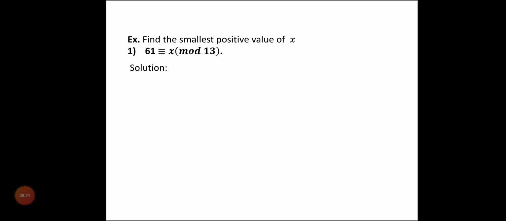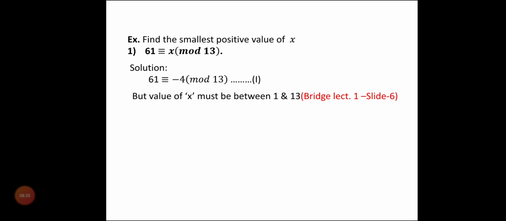But now let us see how I have solved it. The number nearer to 61 which is divisible by 13 is 65. Therefore I will consider 61 is congruent to minus 4 modulo 13. So 61 minus 4 becomes plus 4, that is 65, which is divisible by 13, and therefore 61 is congruent to minus 4 modulo 13. But we want the smallest positive value for x, and that smallest positive value of x must lie between 1 and 13.